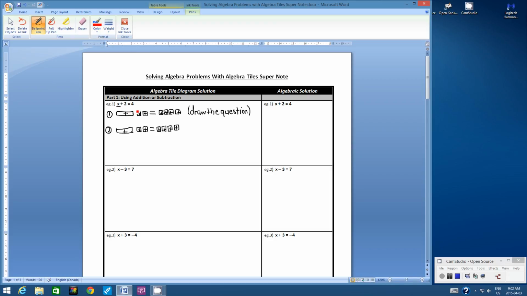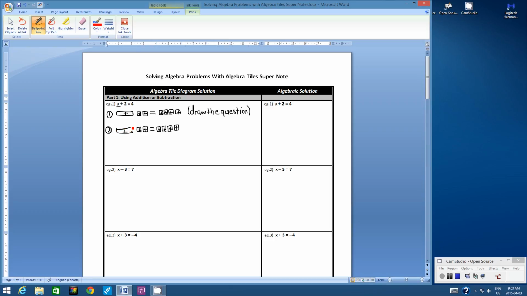I want you to ask yourself a series of questions. First question is, which side is the variable on? If we look at our diagram, we locate the variable here, so it's on the left side of the equal sign. So what we want to do is focus on the left-hand side. The left-hand side is x plus 2. What I want is for x to be alone.